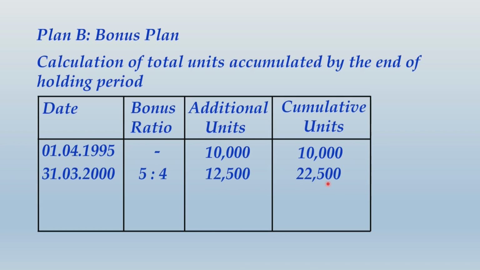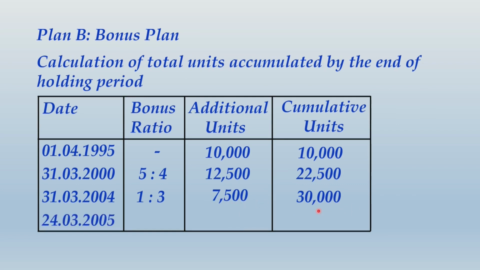Then next bonus date is 31st March 2004. Bonus ratio is 1:3. That means 1 bonus unit for every 3 units held earlier. So if you are holding 22,500 units, 1/3 of that will be given to you as bonus, and so additional units obtained by bonus units will be 7,500, and cumulative units come to 22,500 plus 7,500, that is 30,000.